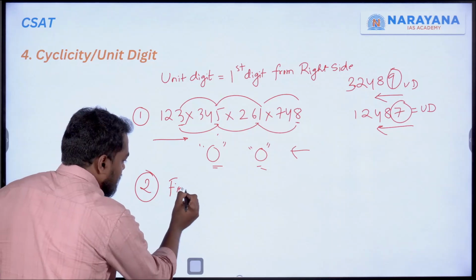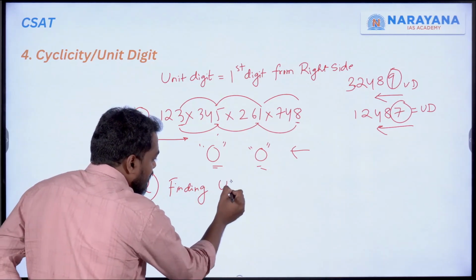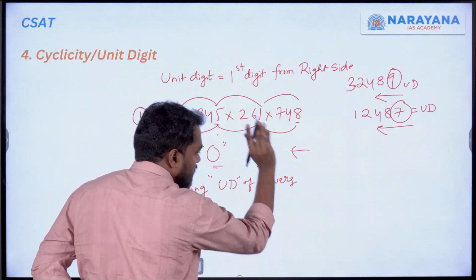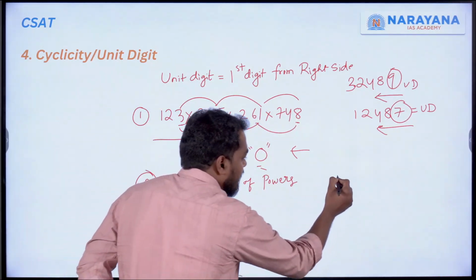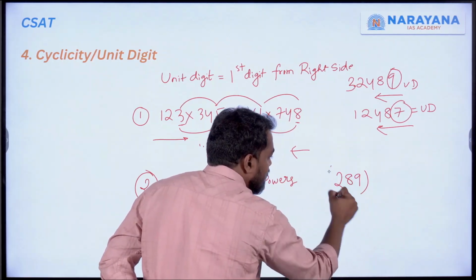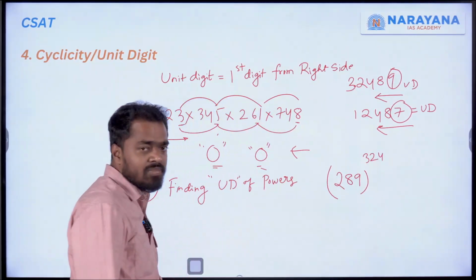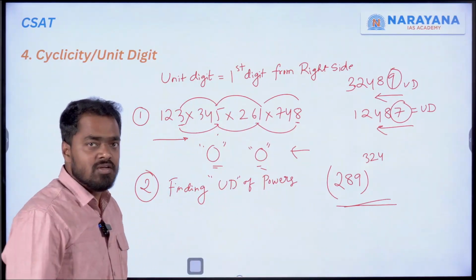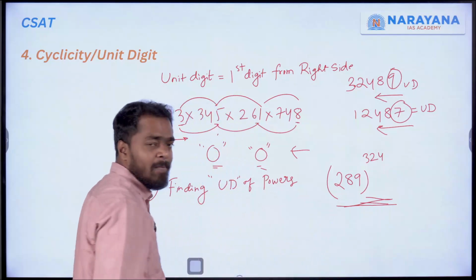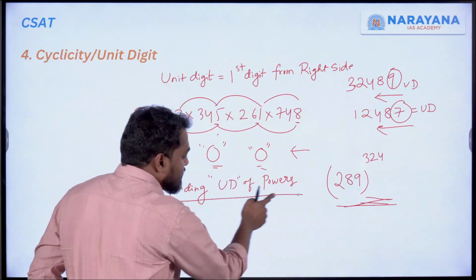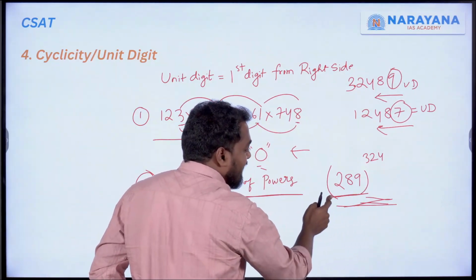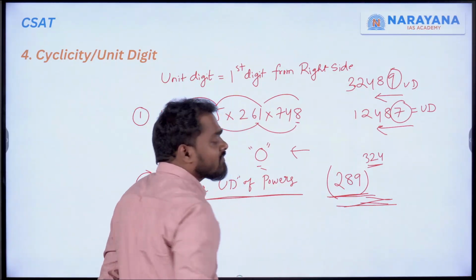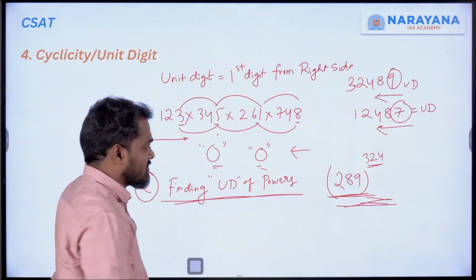Second kind of questions are finding unit digits of powers. For example, there is a number like 289 to the power 324. They will ask you, what is the unit digit of this number? So these are the tricky questions. So how can we solve these kind of questions?